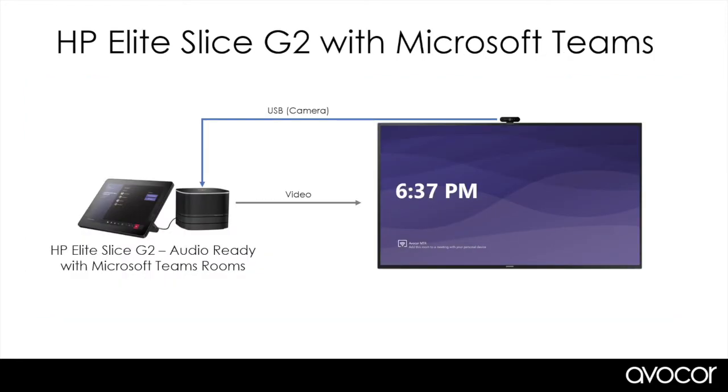Here's a typical small room, very simple look at this, where the HP Elite Slice G2 is providing the compute, the control panel, and the audio, and the room just needs to have the right camera put in, as well as a commercial display. In this case, that camera is the Logitech Brio.